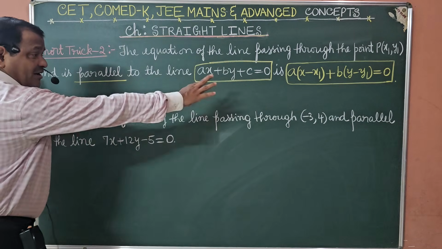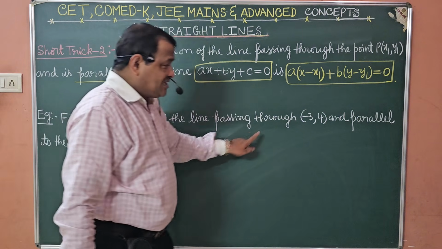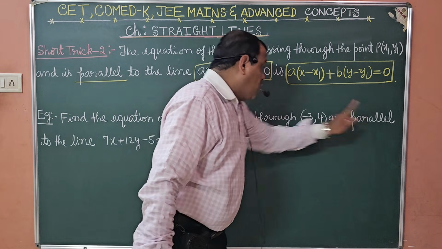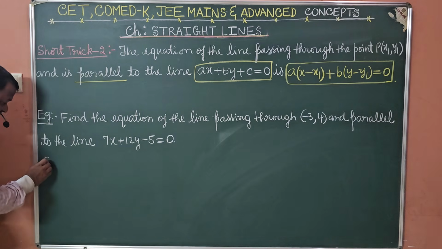Then we need to simplify. For example, I have written one example here. Look at this. Find the equation of the line passing through the point minus 3, 4 and parallel to the line 7x plus 12y minus 5 is equal to 0.